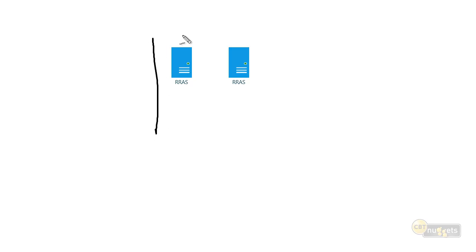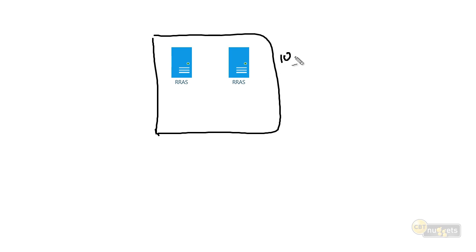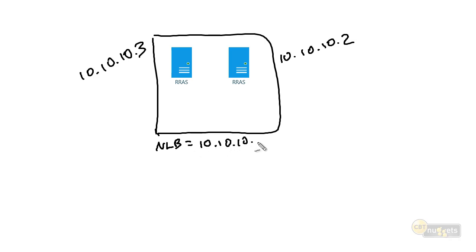Instead, you create a cluster by installing NLB on multiple servers. Now, each server has its own IP address. Let's say this is 10.10.10.2, and this one over here is 10.10.10.3. NLB gets its own IP address, 10.10.10.10, let's say. That's what you point clients to. That's what goes into DNS.